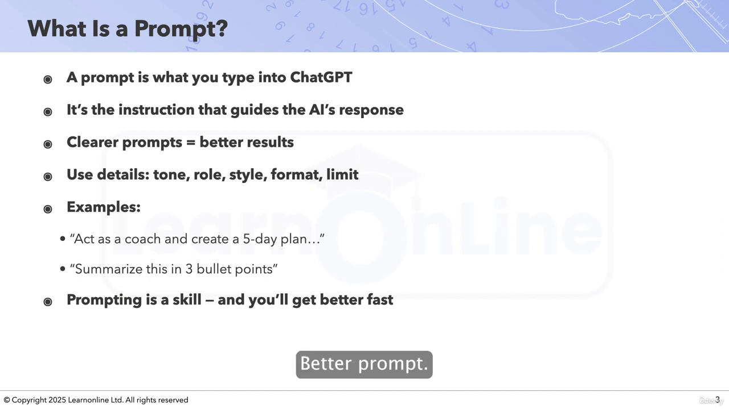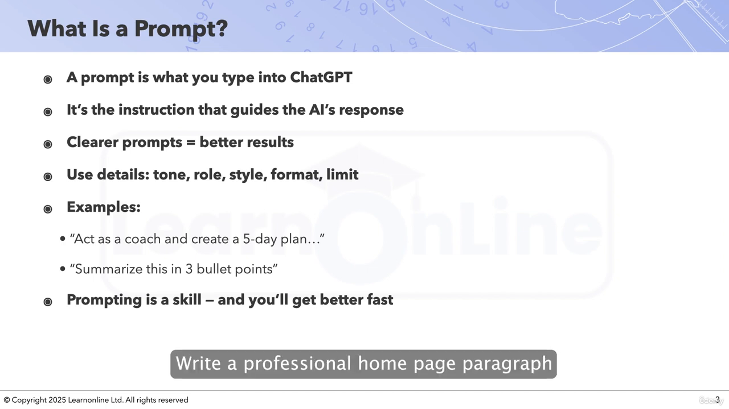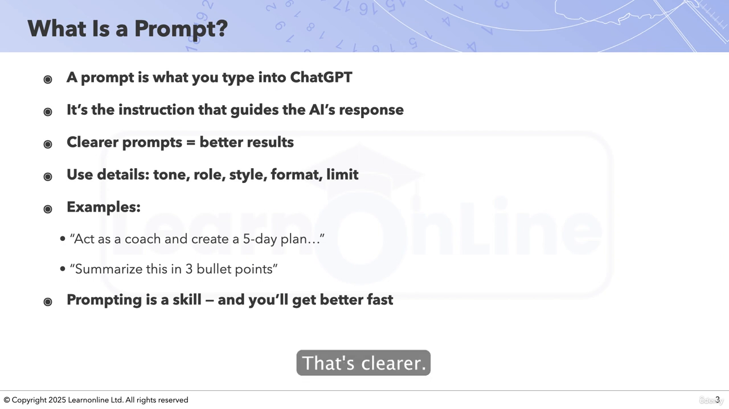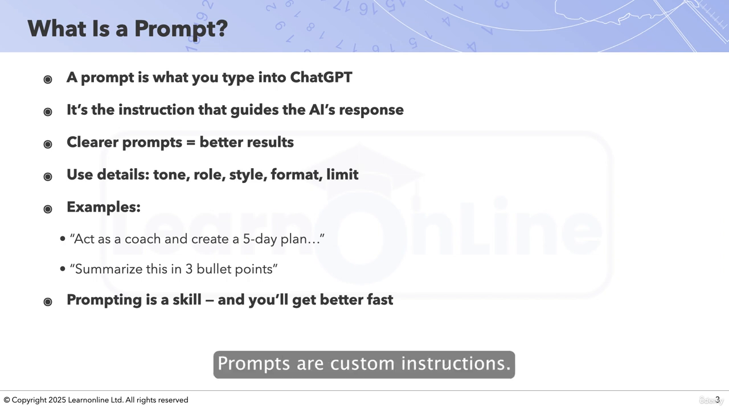Better prompt: Act as a website copywriter. Write a professional homepage paragraph for a personal fitness trainer who specializes in women over 40. Make it sound motivating and confident. That's clearer. It tells ChatGPT what role to take, what kind of writing to do, who the audience is, what the tone should be. Prompts are custom instructions.